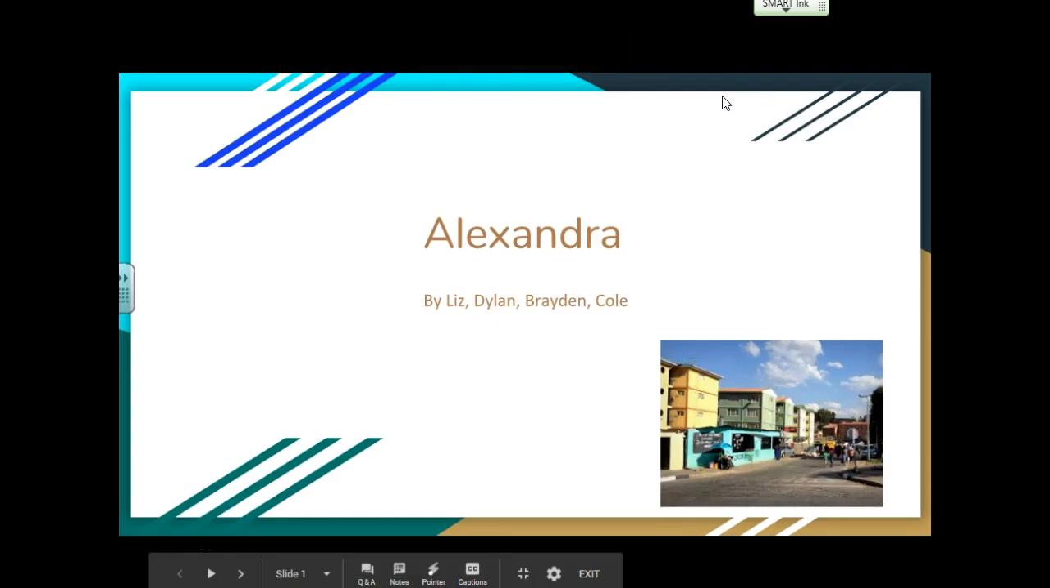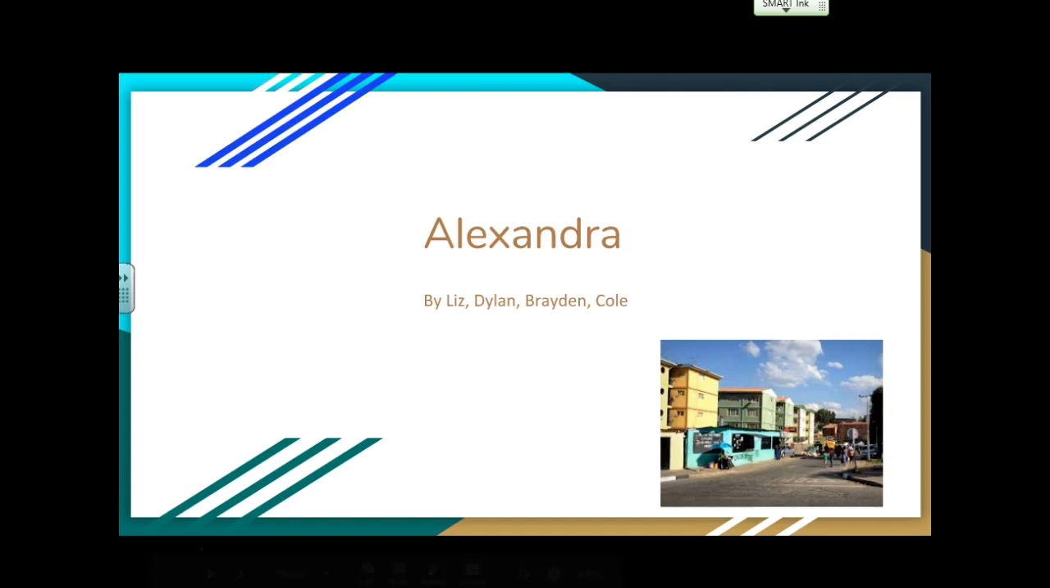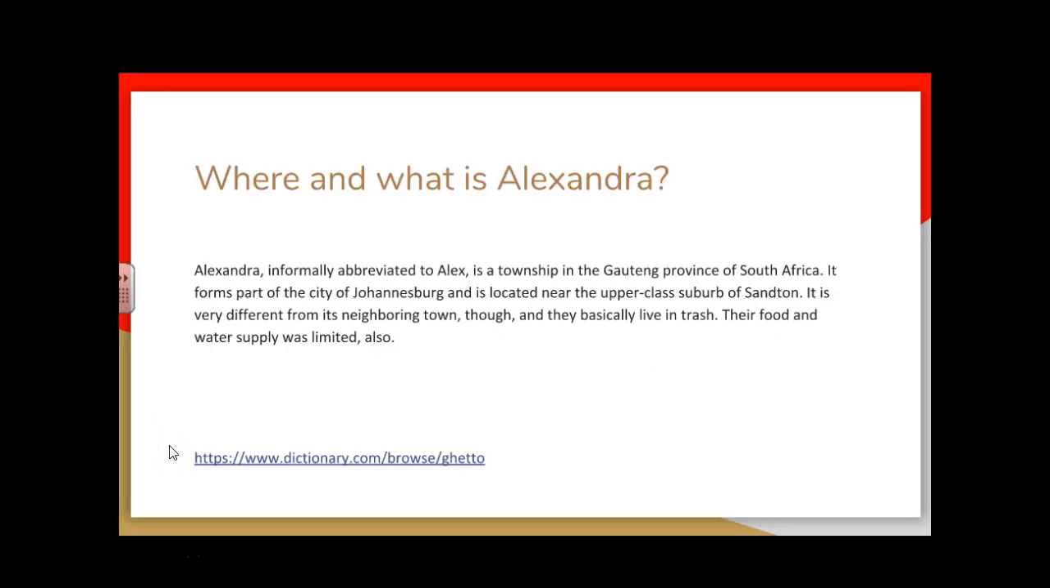Alexandra, which is the ghetto that Johannes lives in. Okay, so we did Alexandra. Alexandra, usually abbreviated to Alex, is a township in the Gauteng province of South Africa. It forms part of the city of Johannesburg. It is very different from its neighboring town, though. They basically lived in trash. Their food and water supply was limited also.